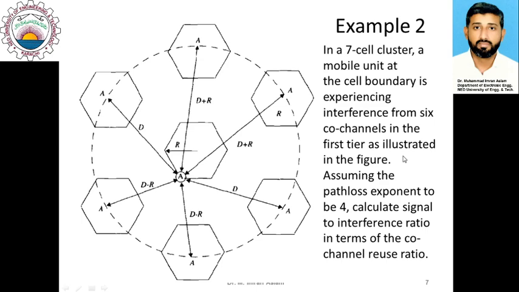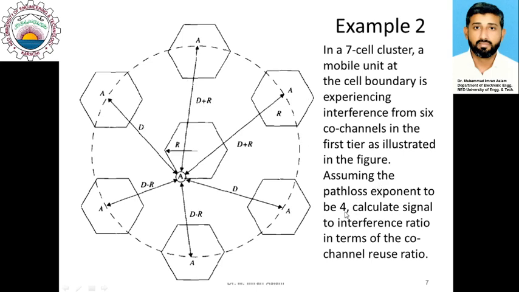Okay, let us take another example. Let us assume that we have a 7 cell cluster, and a mobile unit is at the boundary of one of the cells. So you can see we have a center cell, and a mobile equipment is placed at point A at the boundary of the cell and is experiencing interference from 6 co-channels in the first tier, as illustrated. So these are only the interfering first tier co-channels. All other channels are not shown in this figure.